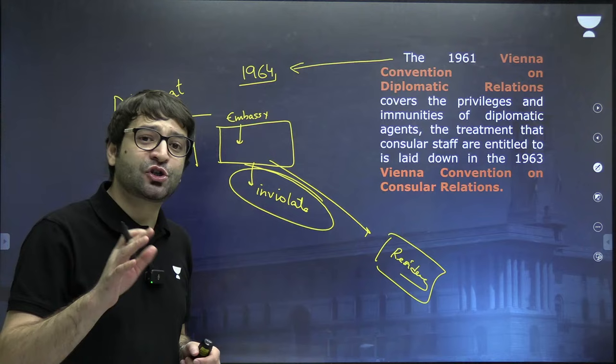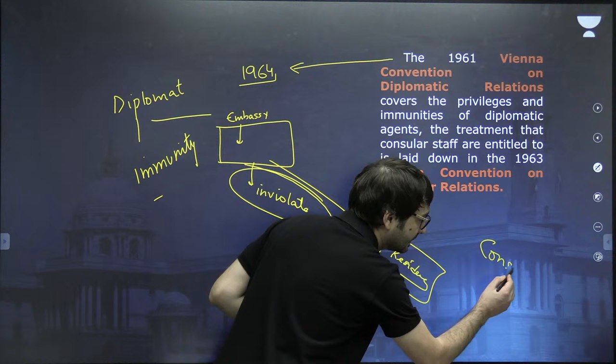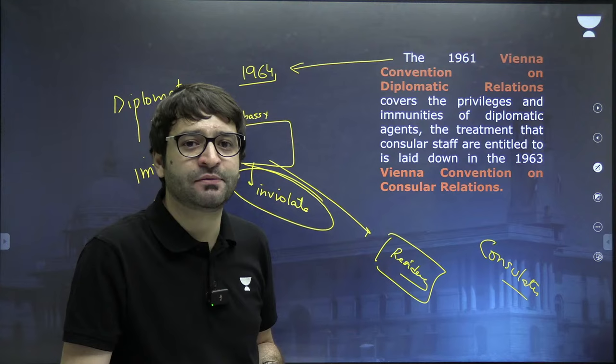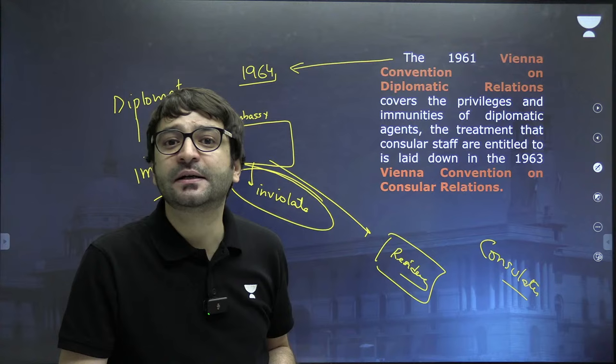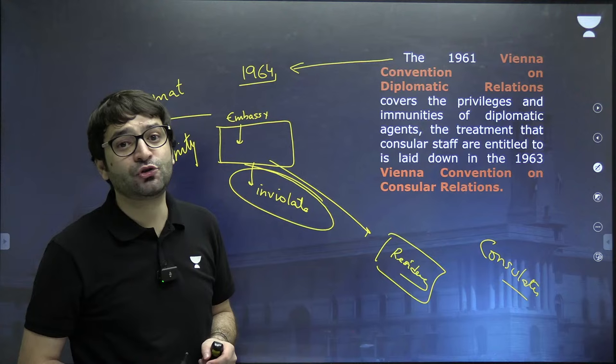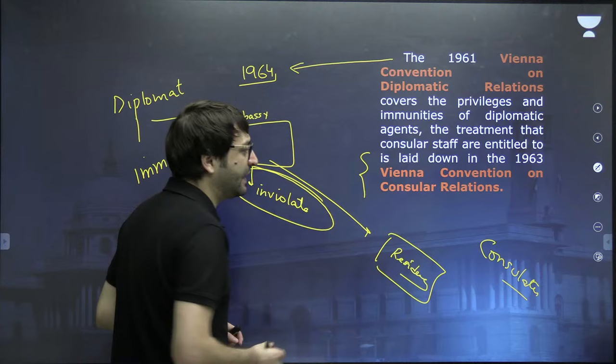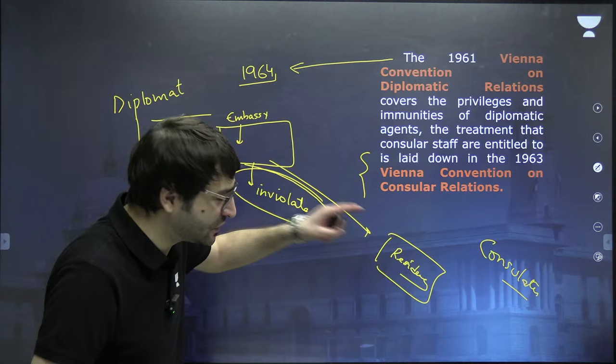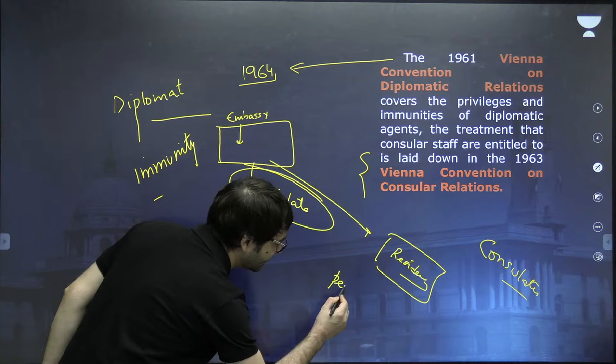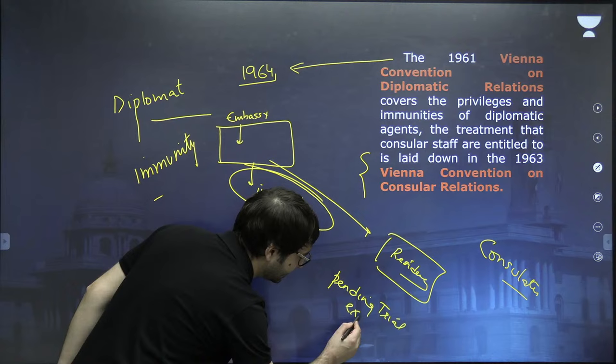But what about those diplomats or officers who are posted at consulates? For example, we have the US Embassy in New Delhi, but we have consulate offices in Hyderabad, in Chennai, in Kolkata. What about those officers who are posted at those consulates? They do not enjoy complete immunity. They enjoy protection under the Vienna Convention on Consular Relations. They cannot be arrested pending trial, except in grave crimes.